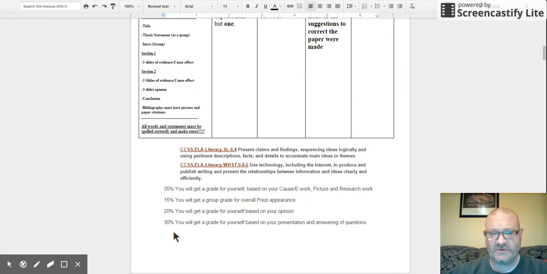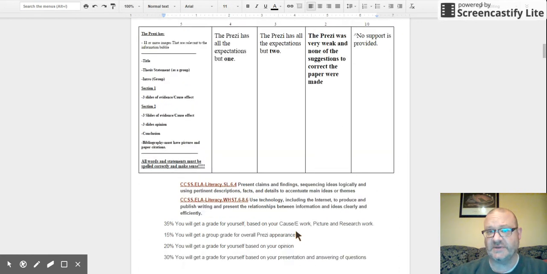Out of 100% of your grade, only 15% of your grade is going to be based on everybody else's work. 85% is based on your own work. Okay, 35% is your cause-effect work and your picture and your research work. 20% is going to be the grade you give yourself on your own opinion. And then finally, you're going to get a grade for yourself based on the presentation and how well you answer your questions when your group presents its Prezi to the class.